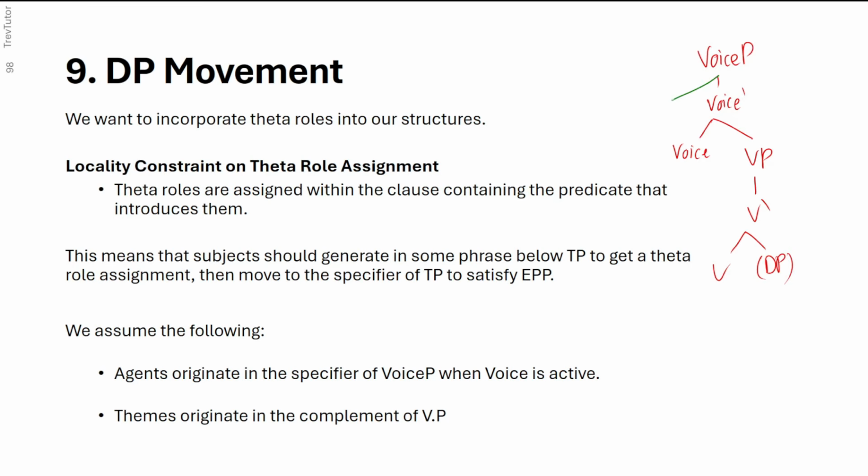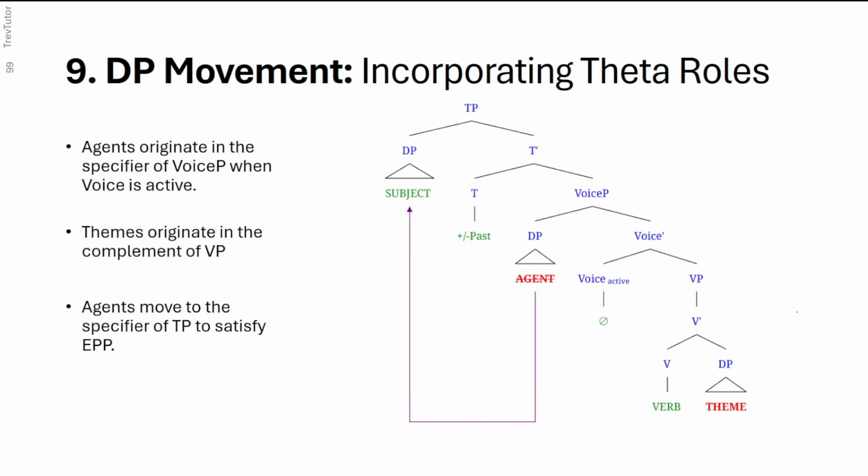What we're going to say is that agents are going to generate under the specifier of voice P, and themes are going to generate under the complement of V. So these are where our determiner phrases are going to start, but that's not going to get us the right word order. So we'll use the EPP, the extended projection principle, in order to move our agents up into the subject position as the specifier of TP. So this is what a typical sentence would look like with a transitive verb.